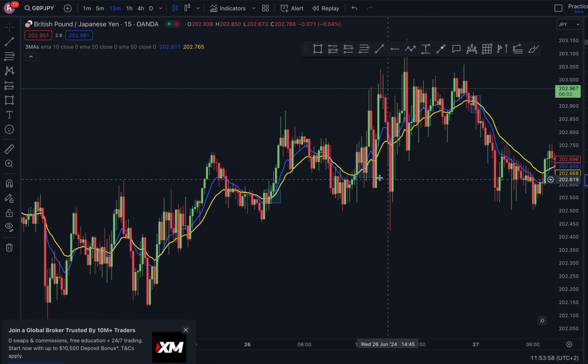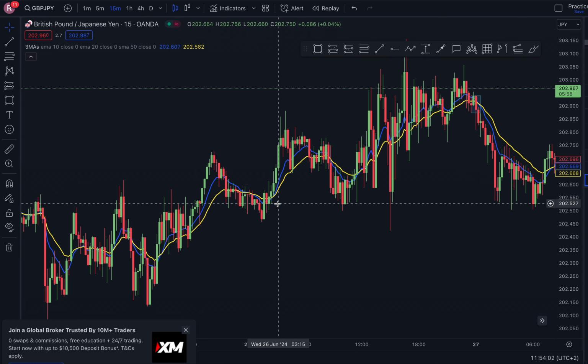It is that simple. Like I told you guys, this is called the dual strategy because it involves two EMAs. Make sure to incorporate it with other strategies that you know.